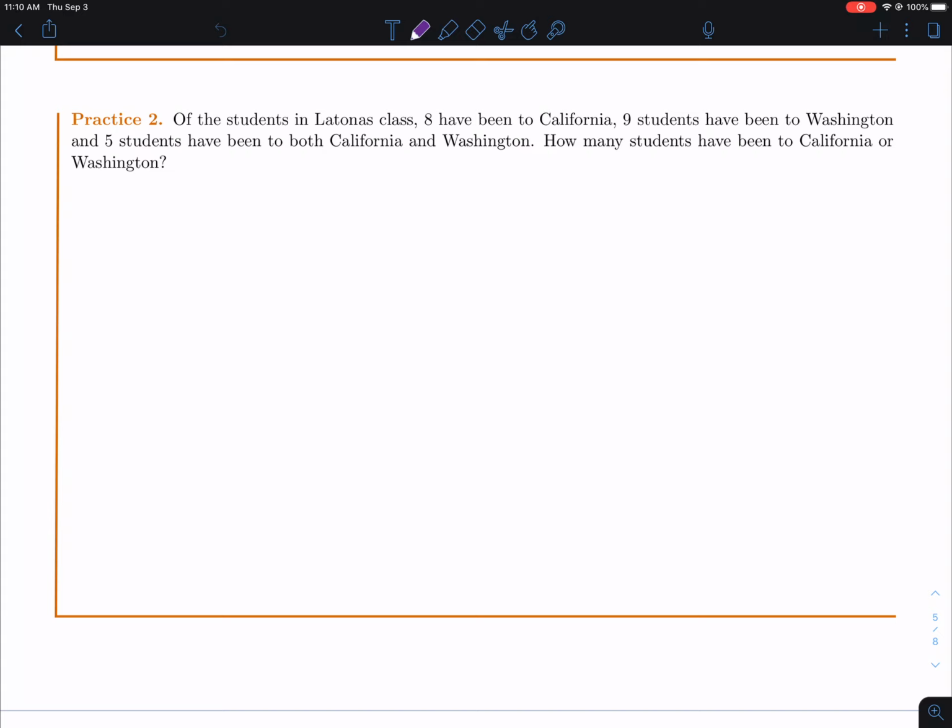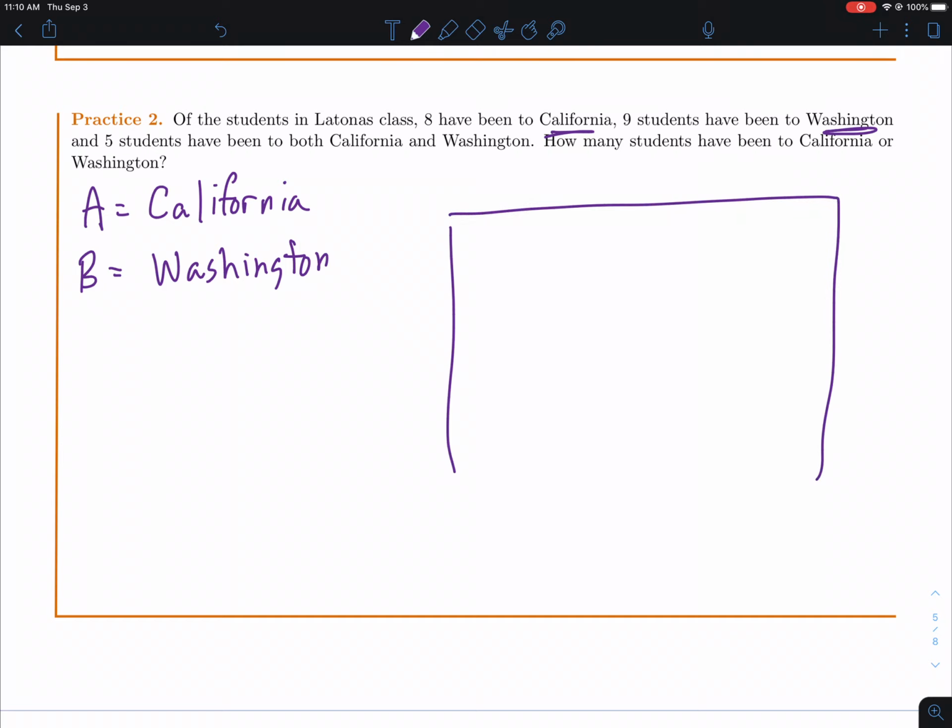So in this case, the first thing we want to notice is that we've got 2 different locations. So that's going to be our 2 circles in this case. So this is going to be a 2-circle Venn diagram as opposed to a 3-circle Venn diagram. So in this case, we've got A is California, and we'll let B equal Washington. So let's go ahead and draw our 2-circle Venn diagram here.